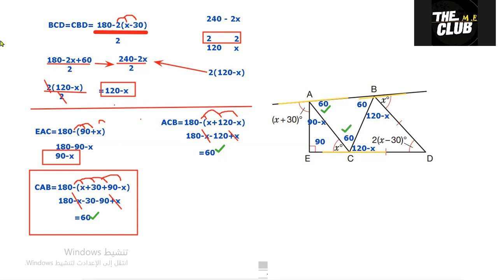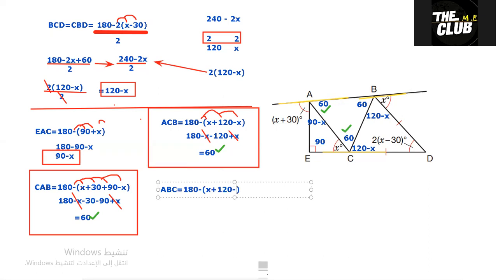And the last one, I'm going to do the same idea. I'm going to prove that it's 60. So I'm going to put a box here. Last angle, which is ABC. So I'm going to write ABC equals what? Same idea, because it sits on a straight line, we add these two together and subtract them from 180. So we say 180 minus open bracket, to put the angles inside, x plus 120 minus x. Okay. Same idea. I'm going to expand.